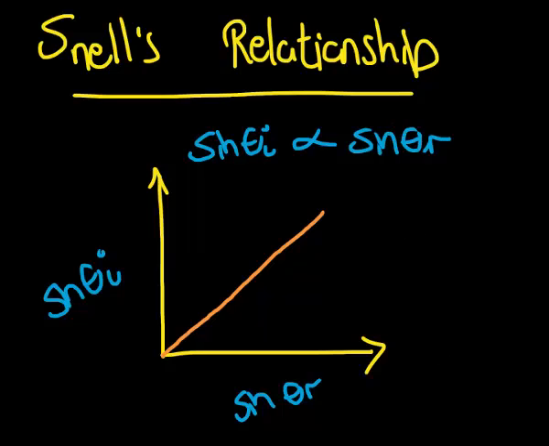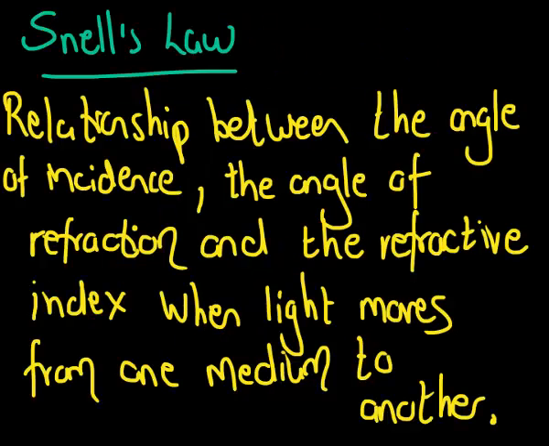So as said, the moment that you've got a straight line going through the origin of the graph, then we can deduce a relationship. And in this case it means a directly proportional relationship. So Snell's law refers to the relationship between the angle of incidence, the angle of refraction, and the refractive index when light moves from one medium to another.